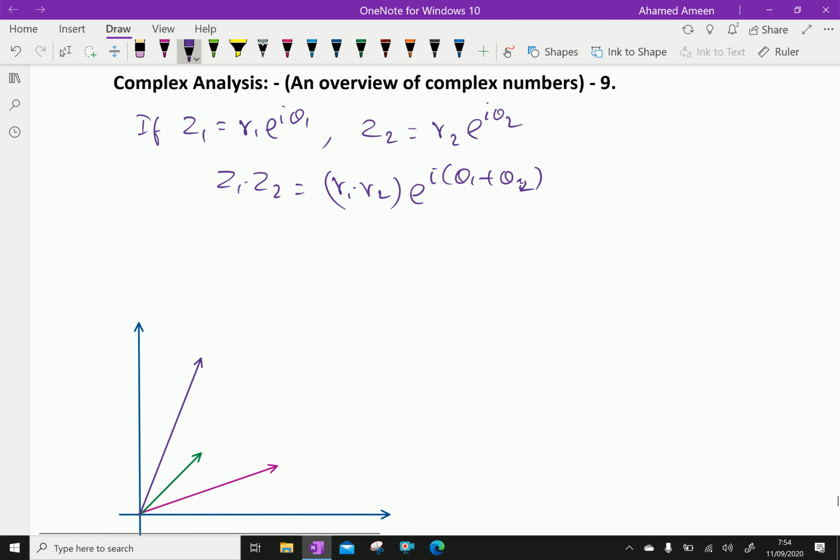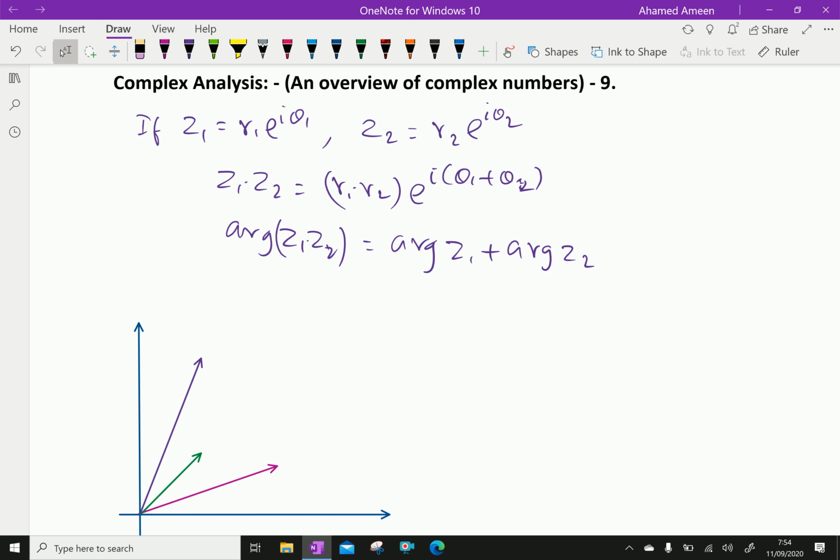Now we can say argument of Z1 into Z2 is equal to arg of Z1 plus arg of Z2. So that means arg of the product of Z1 and Z2 is equal to arg of Z1 plus arg of Z2.